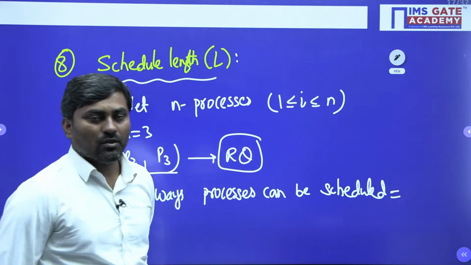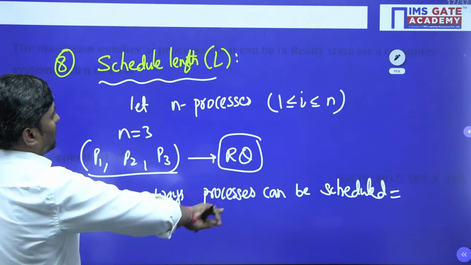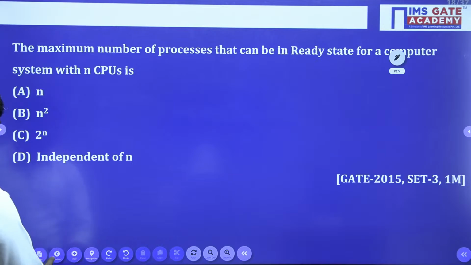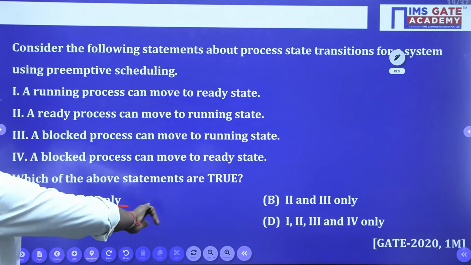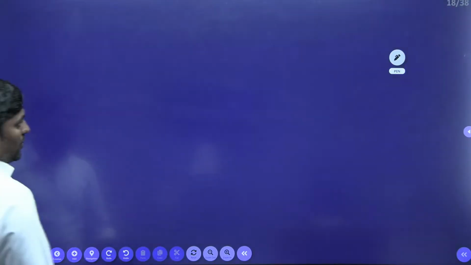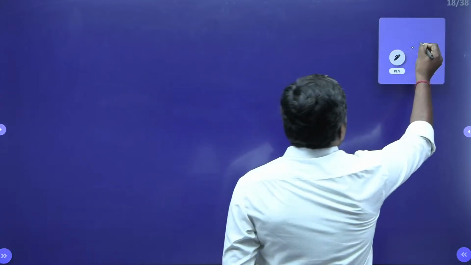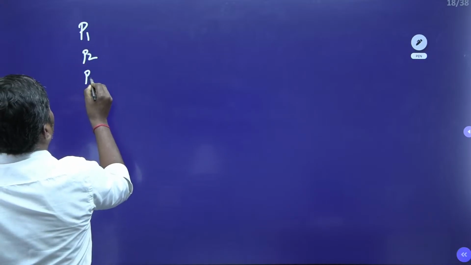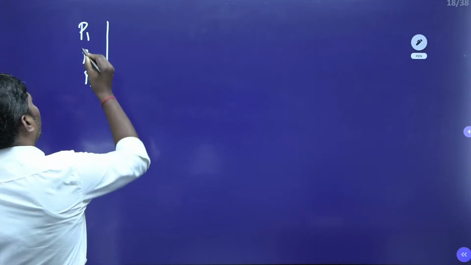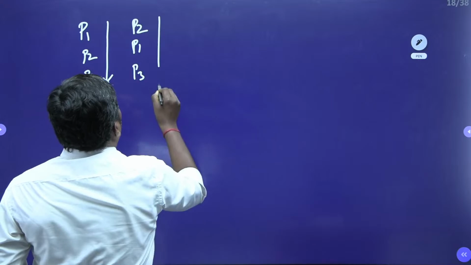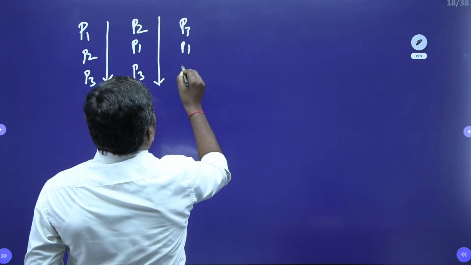If I take 3 processes, you all have to understand this. These questions we have already solved in the last class, so do not worry. Process P1 first, then P2, then P3 is one order I can schedule it. Or you can start P2, then P1, then P3. Or you can start P3 first, then P1, then P2, like this.